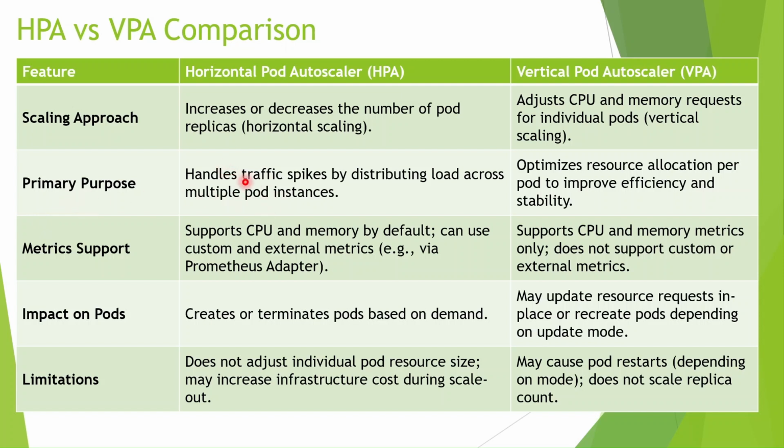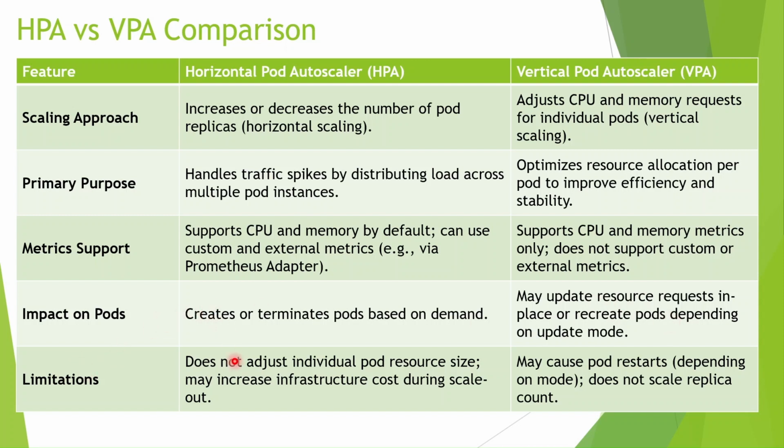The primary purpose of HPA is to handle traffic spikes by distributing load across multiple pods, and VPA is to optimize resource allocation per pod to improve efficiency and stability. Metric support: HPA supports CPU and memory by default, and we can use custom and external metrics also. But VPA only supports CPU and memory metrics. It doesn't support custom or external metrics. Impact on pods: HPA can create or terminate pods based on the demand. VPA may update resources in place or recreate the pod depending on the update mode you have chosen.